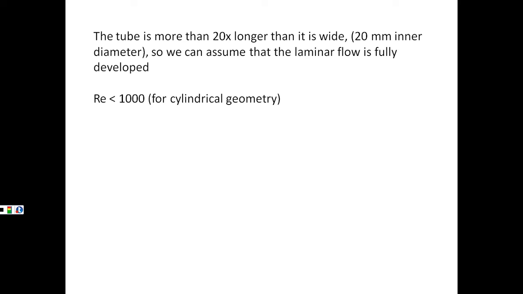So if you remember those charts that we had, they had separate equations associated for pipe flow versus flat plate flow. And the characteristic length we've seen throughout this class has been either distance x traveled, or for cylindrical geometry, something in the radial dimension, usually diameter. So here, the criteria for laminar flow is going to be a Reynolds number less than 1,000. Okay?